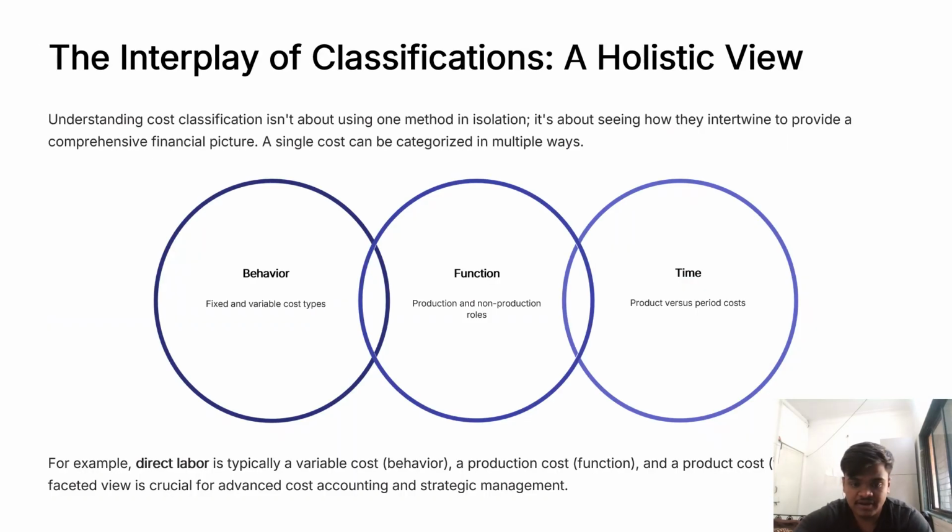Coming to the next slide, holistic view. It is important to note that a single cost can fall into more than one category. For example, direct labor is a variable cost by behavior, a production cost by function, and a product cost by time. This multi-angle view supports better management.